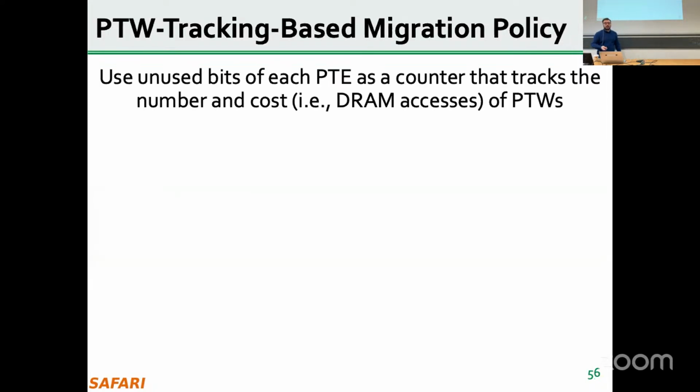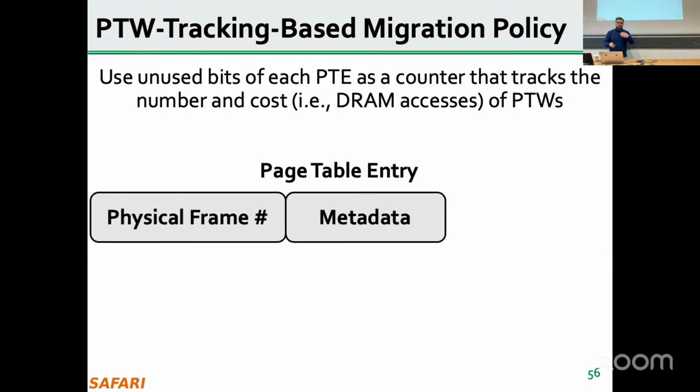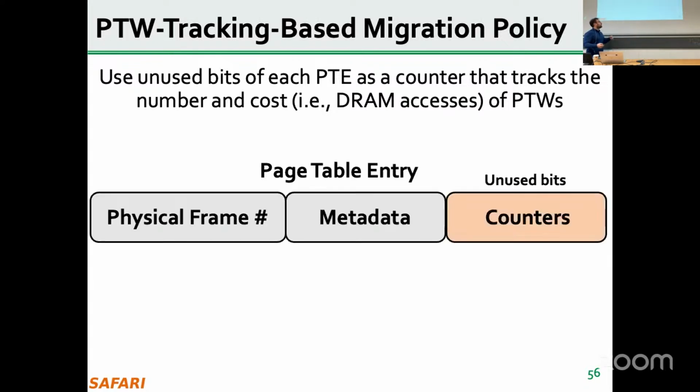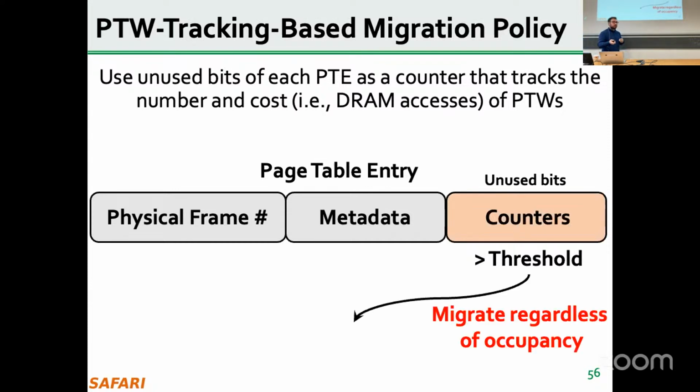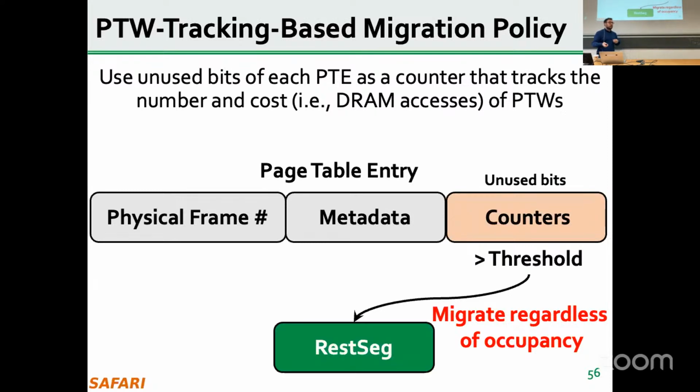So we use a page table tracking-based migration policy that uses some unused bits in the page table entry as a counter that tracks the number and the cost of page table walks. We use as a cost the number of accesses to DRAM that the page table walk triggered. This is a page table entry, and we use the unused bits as a counter. Whenever these counters exceed the threshold, we migrate the page regardless of the occupancy inside the restrictive segment.